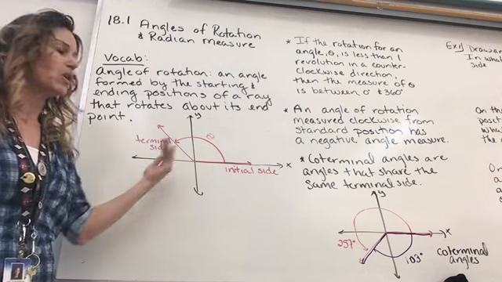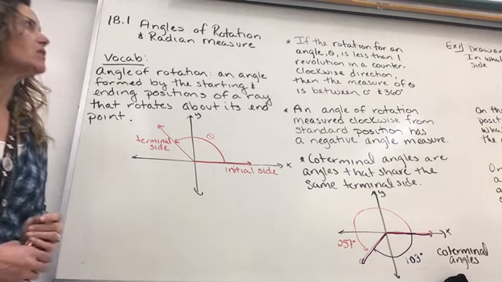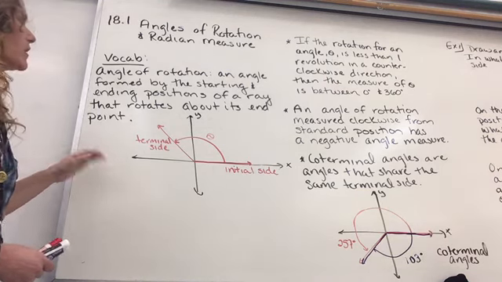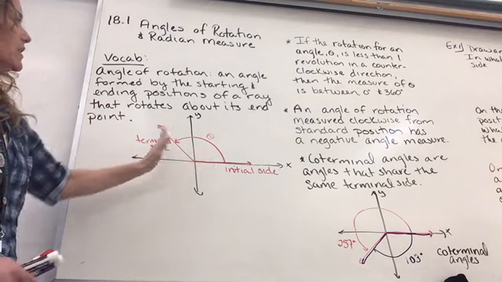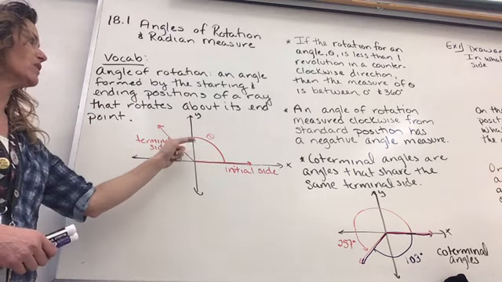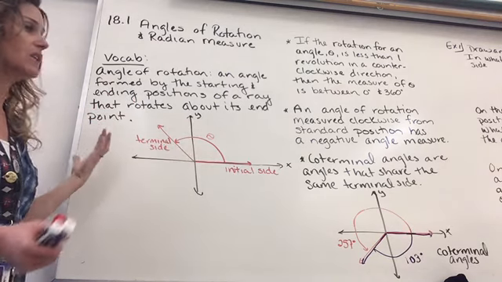This is called part of a unit circle. We're going to be talking a lot about the unit circle. Okay, so this is what we're talking about. It's starting and ending. It's one ray that kind of rotates out, and the angle is formed in here. That's called an angle of rotation.